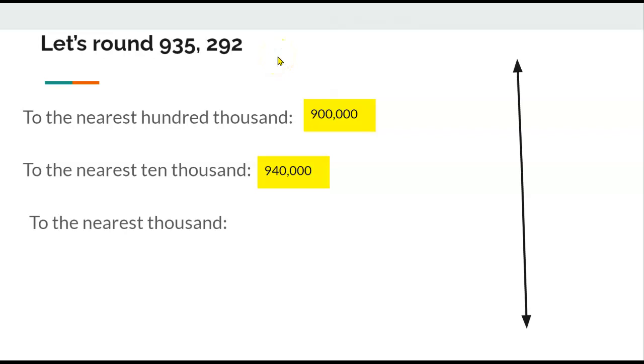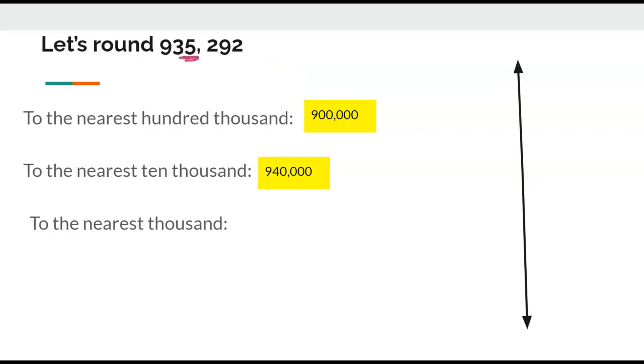Now let's round this number to the nearest 1,000. If I look at my thousands place, it's 5,000. So the bottom spot is going to be 935,000. And then one more 1,000 is going to be 936,000.